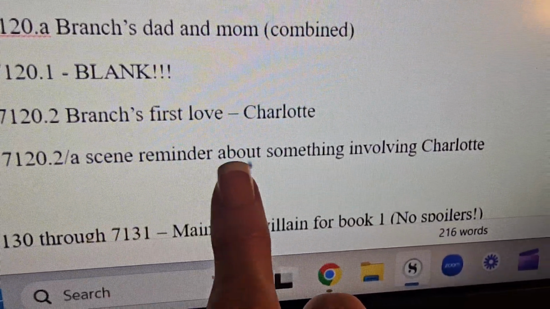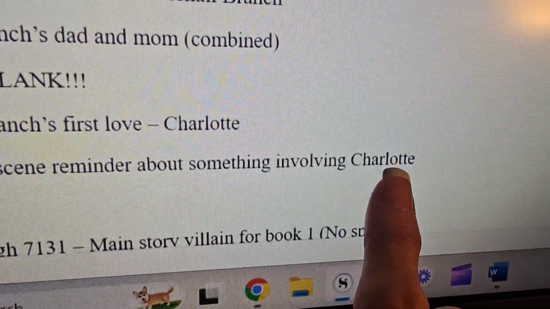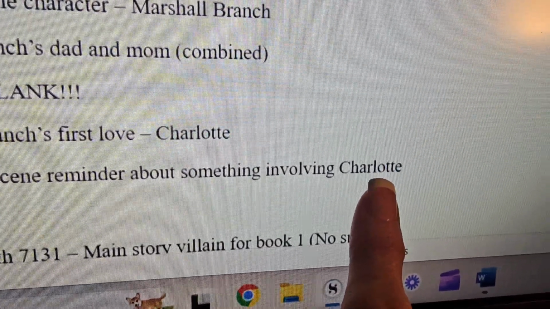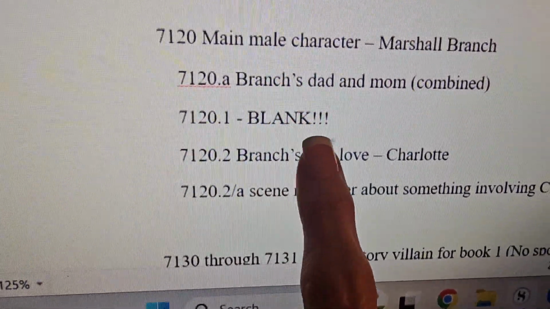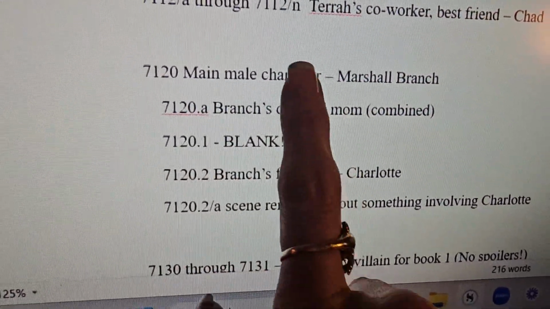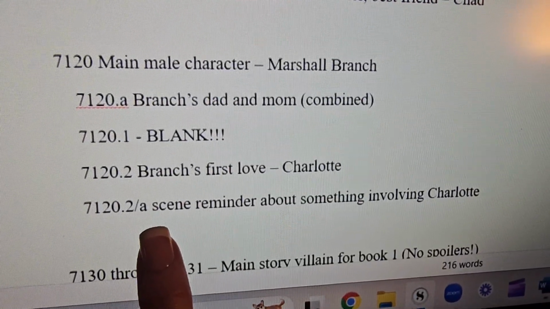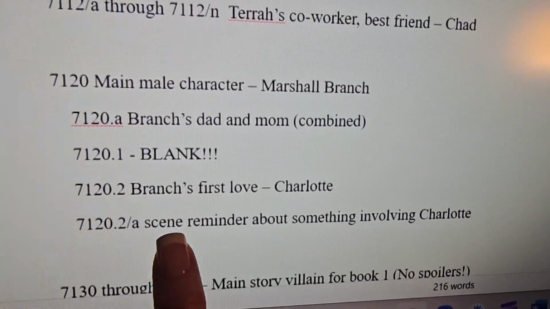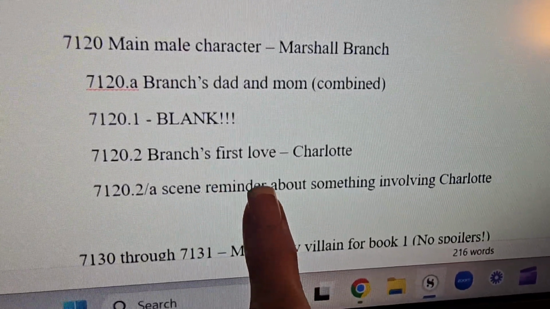7120.2/A is a scene reminder about something involving Charlotte and a potential flashback from the present into the past. So not only am I including the people that populate this character's world, but I'm also including reminders to myself about scenes or ideas. Sometimes I'll put setting information in a card and slot it in here.